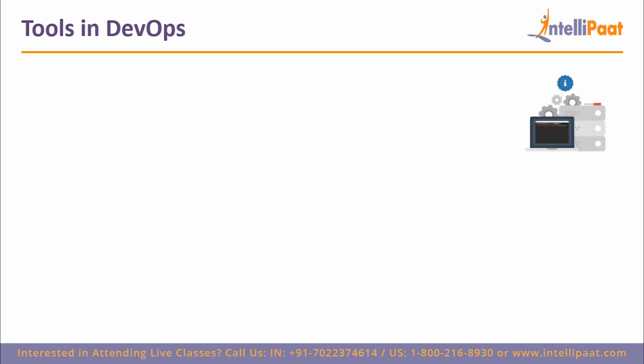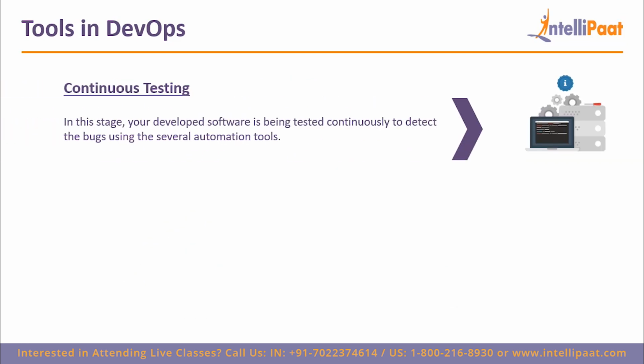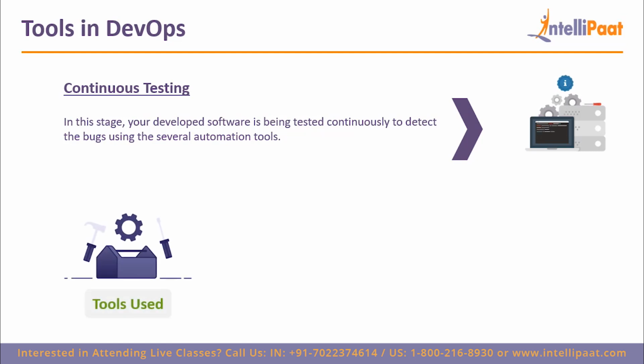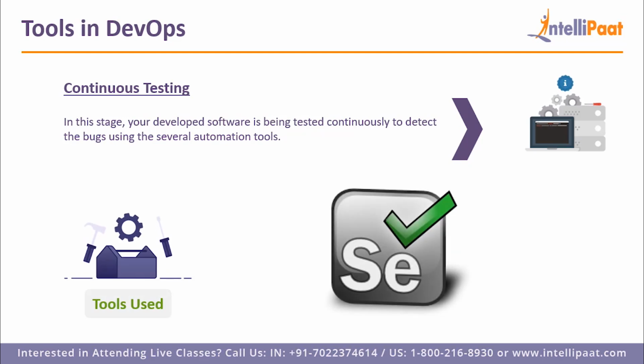Next point is continuous testing. So guys, in this stage, your developed software is being tested continuously in order to detect the bugs using several automation tools. For the QA testing purposes, one can use automated tools. And the tool widely used for automation testing is Selenium, as it lets the QAs test the code in a parallel fashion to ensure that there are no errors, incompetencies or flaws in the software, right?